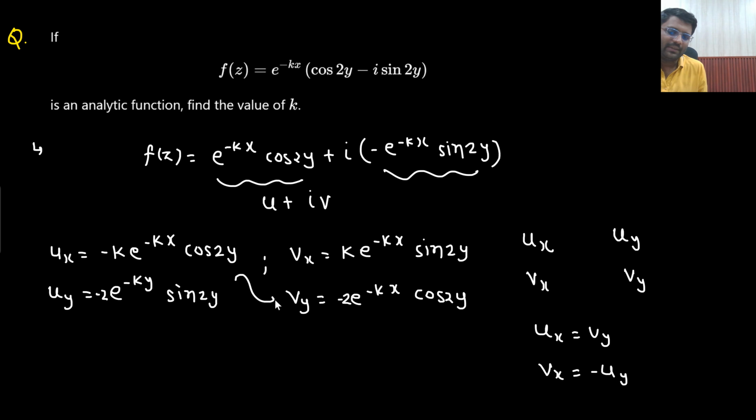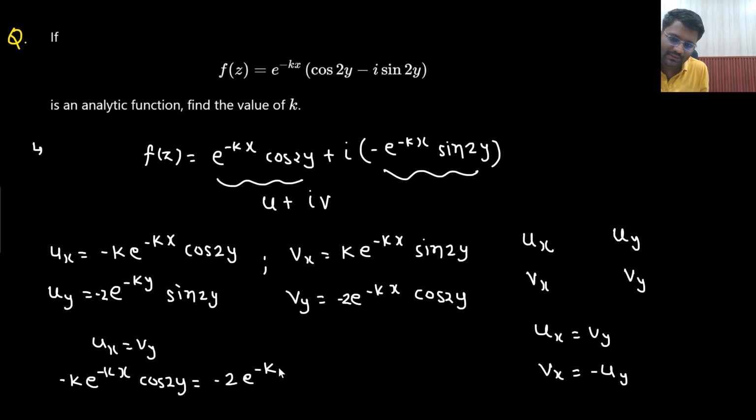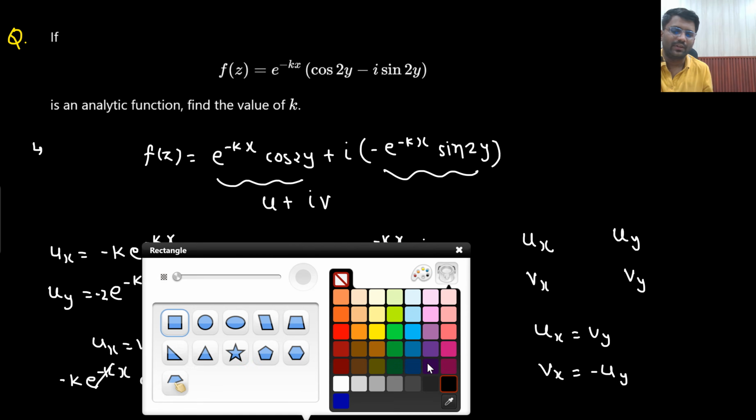Okay, now you know that both will be the same. That means ux will be equal to vy. What is the value of ux? Minus k e to the power minus kx cos 2y would be equal to minus 2 e to the power minus kx cos 2y. Now you just see cos 2y same, e to the power minus kx same. What does that mean? What is the value of k? Value of k is 2 only. There you go.